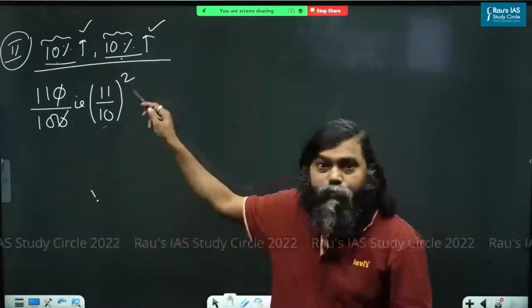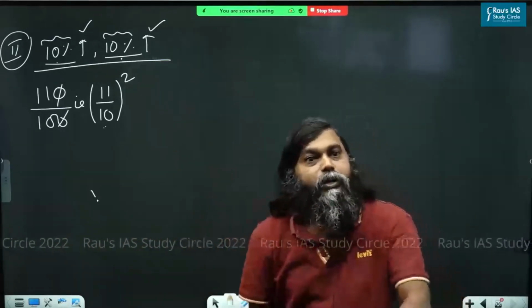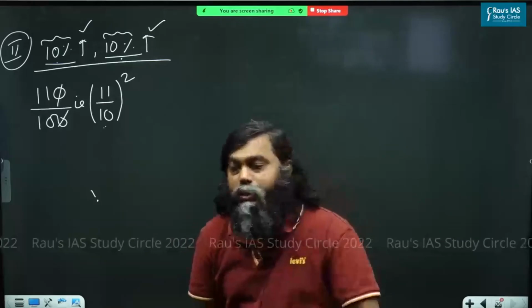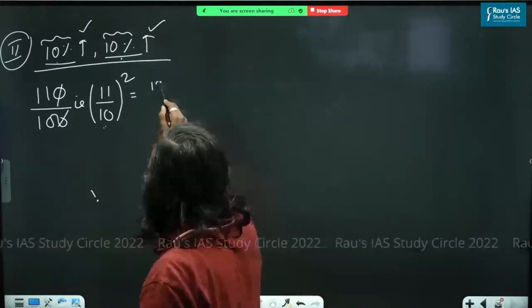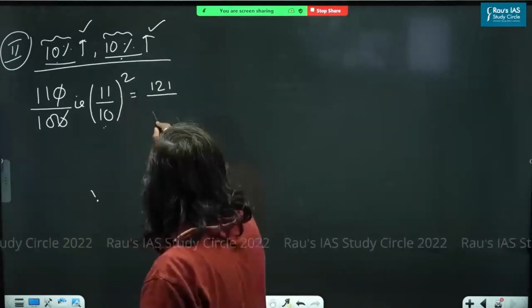4 years, raise power 4. 5 years, raise power 5. Are you understood? So 11 square, that is 121. 10 square, that is 100.